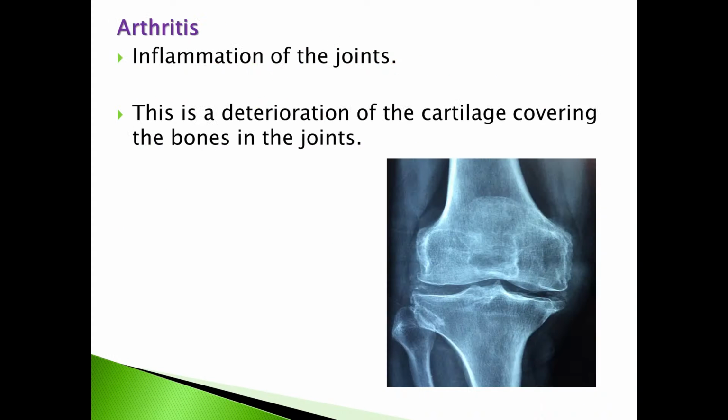Alright, so we have some different factors that will affect your skeletal system. This one is known as arthritis. Arthritis is basically inflammation of the joint. Inflammation of the joint means swelling and tenderness. That's what the word inflammation means. It is a deterioration of the cartilage covering the bones in the joint. Deterioration means that they are being worn out. So that means that the cartilage is worn out.